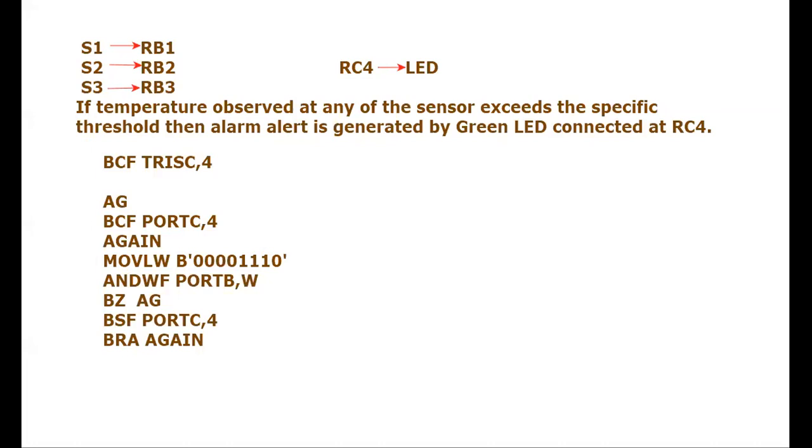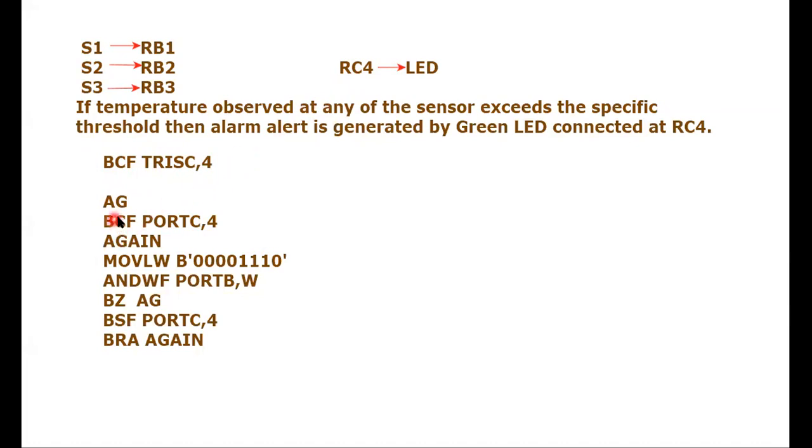Okay, this is the code I have written for you. So let's discuss this code line by line, right? The very first instruction is BCF TRISC,4. And we know that it will clear pin number 4 of the TRISC register. That means we are declaring the RC4 pin as an output pin, right?